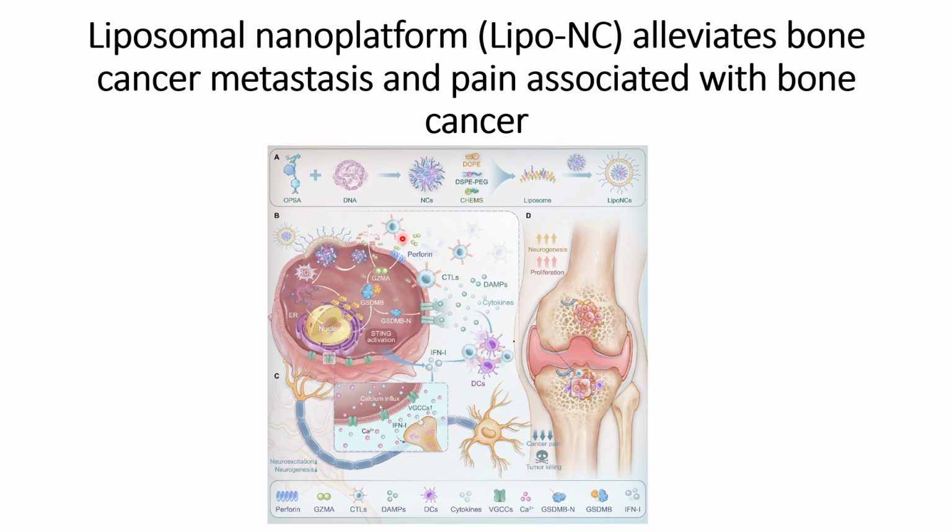So this is how it might work, and we will discuss in our subsequent videos what results they have shown and how they validated the anti-tumor efficacies of their liposomal nanoplatforms.